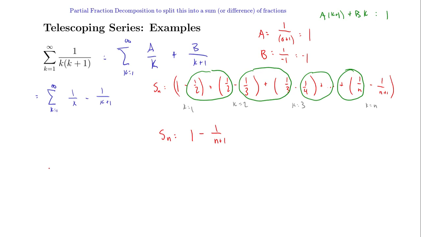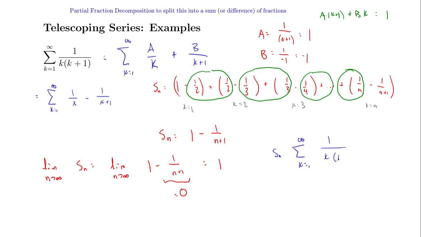And so then suddenly the limit of the partial sum is just the limit as n goes to infinity of 1 minus 1 over n plus 1. And hopefully you can see that that term goes to 0, and so this is just 1. So this series that we're looking at that didn't really look telescoping at first converges to 1.